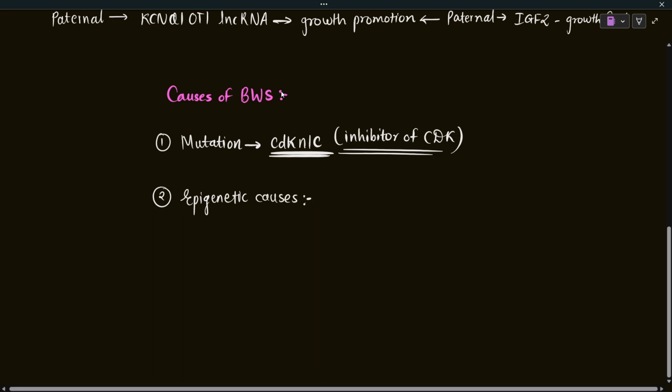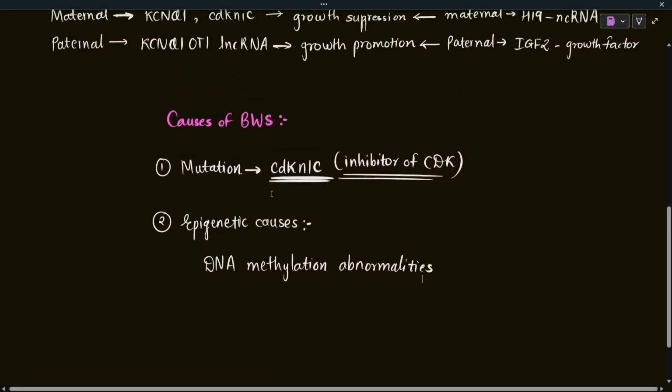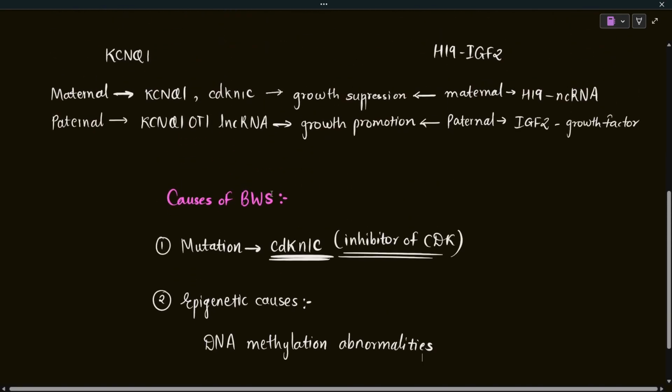The epigenetic causes could be that if certain DMR is not methylated. So if there are certain abnormalities in DNA methylation, it could lead to BWS. Let's see which abnormality in DNA methylation can lead to BWS.